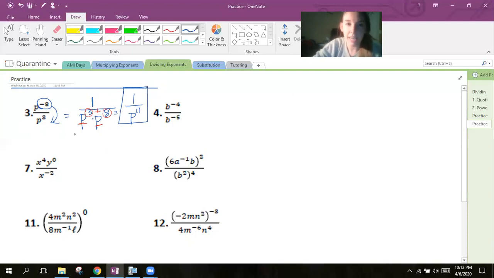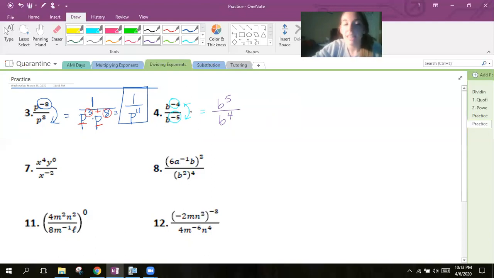All right, now next one, you notice they gradually get a little bit harder, okay? So this time I have a negative in my numerator and I have a negative in my denominator. So you're just going to flip-flop those both around, okay? So that's now going to equal b to the positive 5 over b to the positive 4, okay? Because you had to switch both of them around and then make both of them positive.